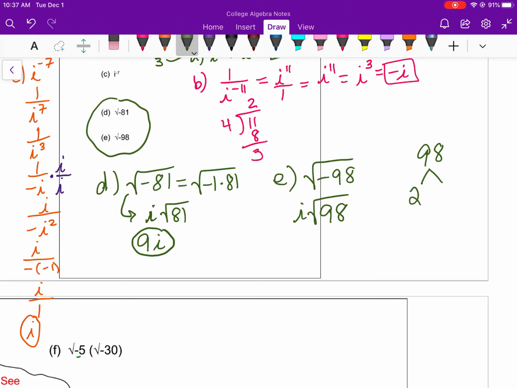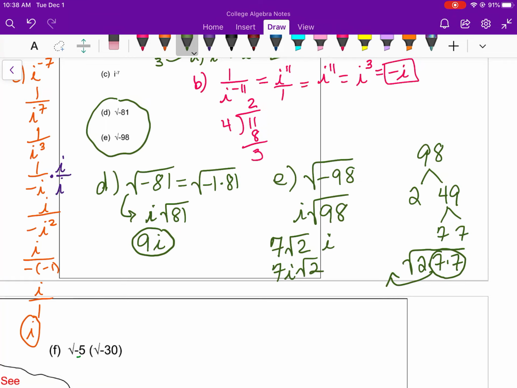So we're going to do a factor tree. 98 is even, so I can divide it by 2. Factors of 49 are 7 and 7. So the square root of 98 is 2 times 7 times 7. I have a pair of 7s, so they're going to come out, and that will make 7 radical 2 times i. Just make sure your i's on the outside, or 7i radical 2. It doesn't make any difference to me which way you write your answer. You just need to choose one or the other.